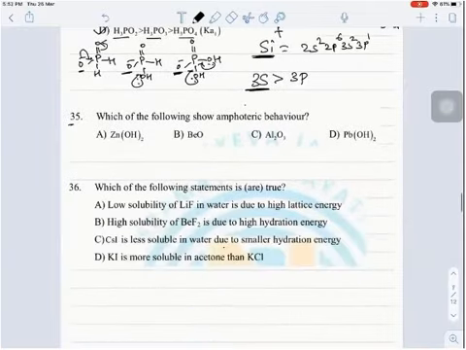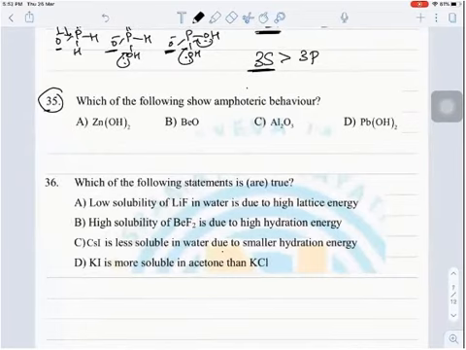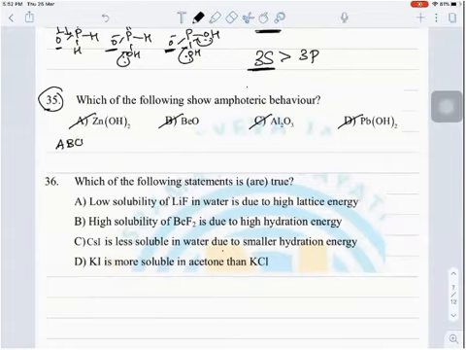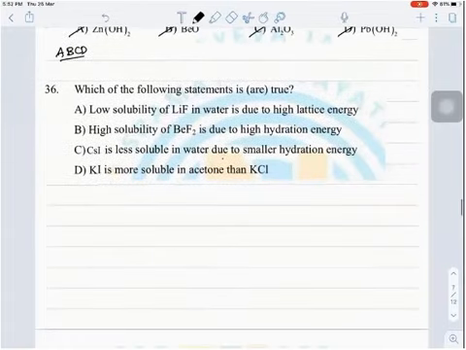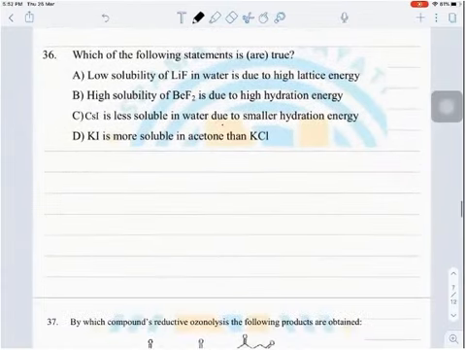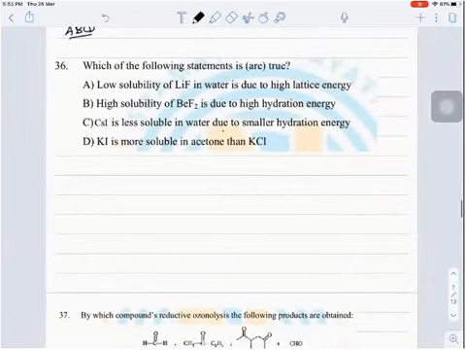Next question, question number 35. Here, amphoteric oxides and hydroxides are asked. So, zinc hydroxide is amphoteric, so correct. Beryllium oxide is amphoteric. Al2O3 is also amphoteric. PbOH5 is also amphoteric. So, the answer will be A, B, C, D. Next one is the halides, their solubility is asked.